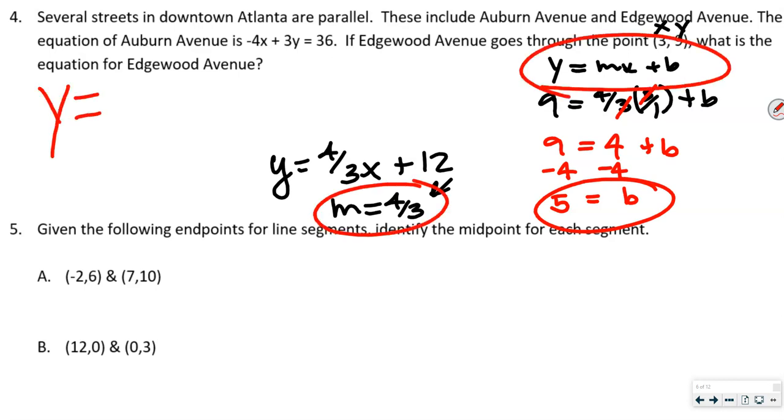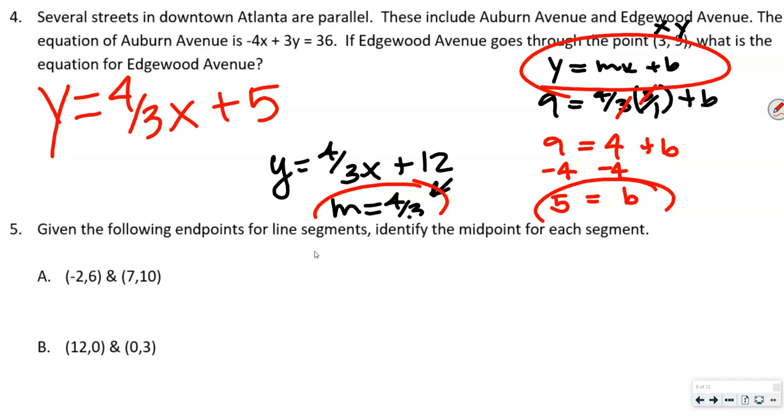So y is going to be equal to, what's our m? 4/3 x plus our 5, which is our b. Okay, given the following endpoints for the line segment, identify the midpoint for each segment. So I asked my kids, because we've talked about this for days now, how they would describe how to do this problem. And they said they would add the x's together and divide by 2 for the x midpoint. And they would add the y's together and divide by 2 for the y midpoint.